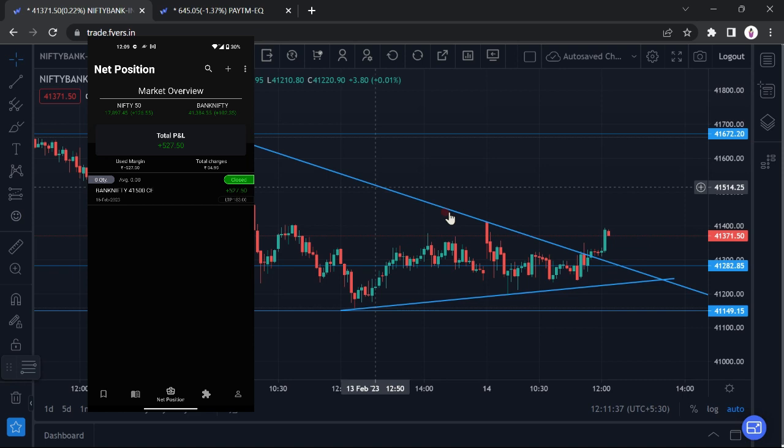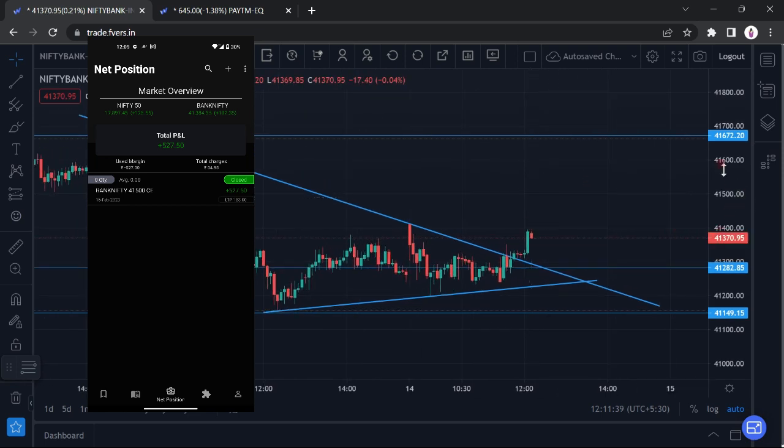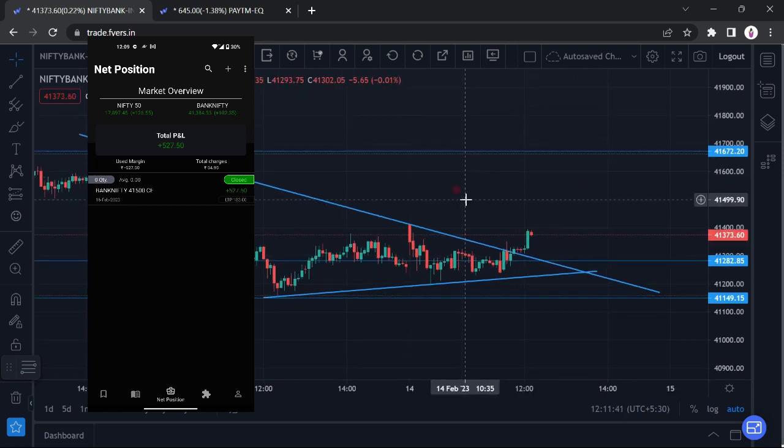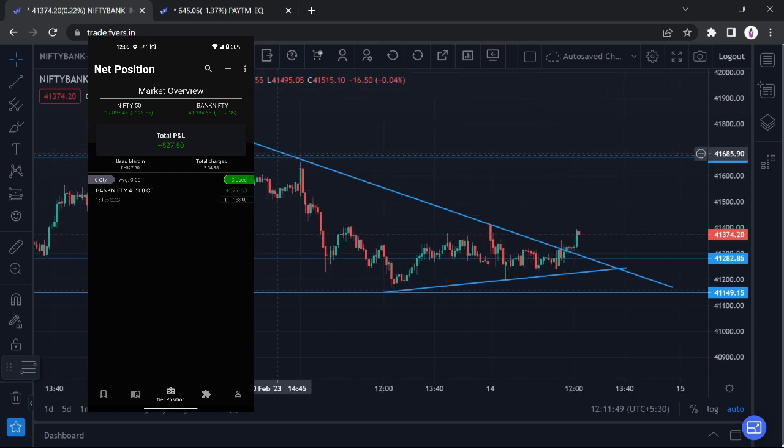Today I will show you the live trade, how I have taken the trade with the use of trendlines, and I will explain what the logic was behind that trade, when I entered the trade, and when I booked the profit. I will explain both things. Here you can see the trade screenshot which I executed and in which I booked the profit.